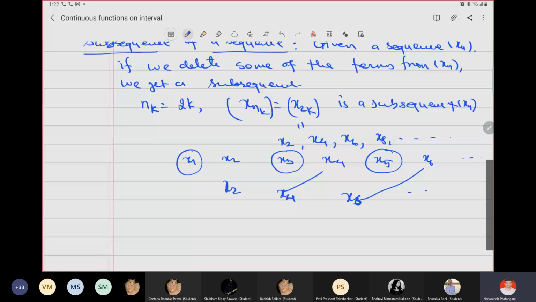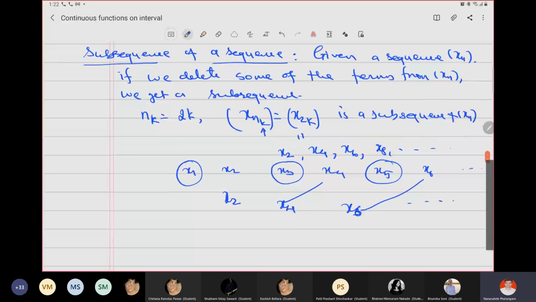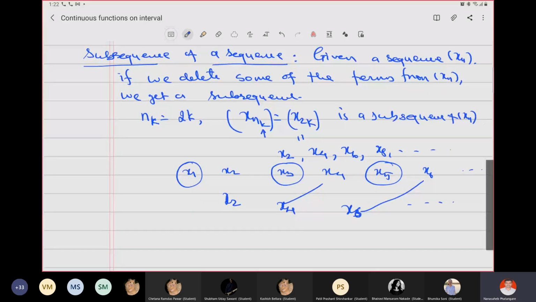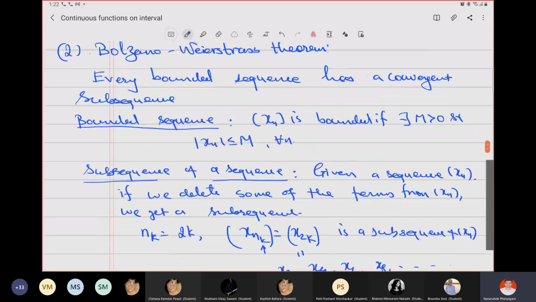And what does k stand for? k stands for the position of the term in the subsequence, and nk stands for the position of that term in the original sequence. So we already discussed that. So if a sequence is bounded, there is a convergent subsequence. So this statement is clear. Bolzano-Weierstrass theorem.